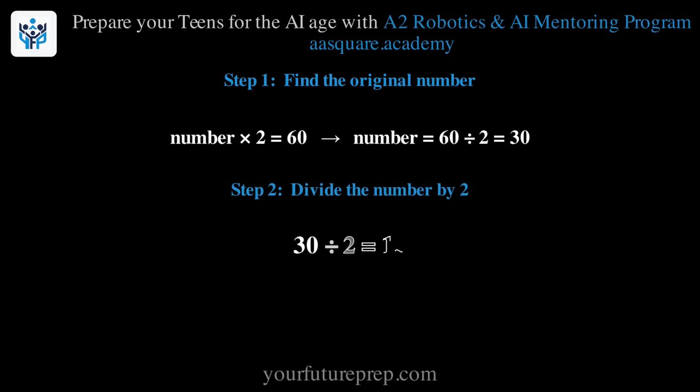Now do what she should have done. Divide the number by 2. So 30 divided by 2 equals 15. So the correct answer is 15, which is choice B.